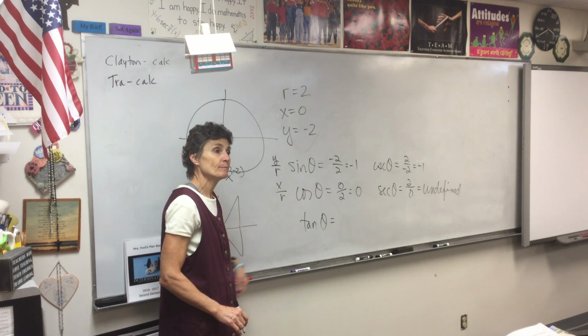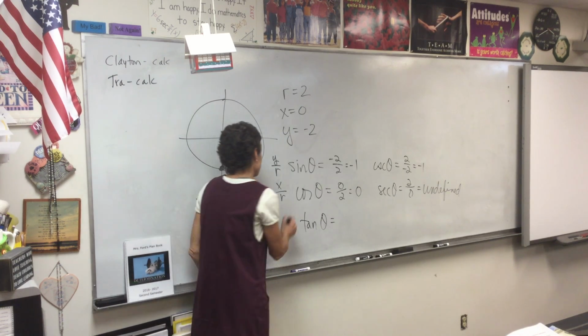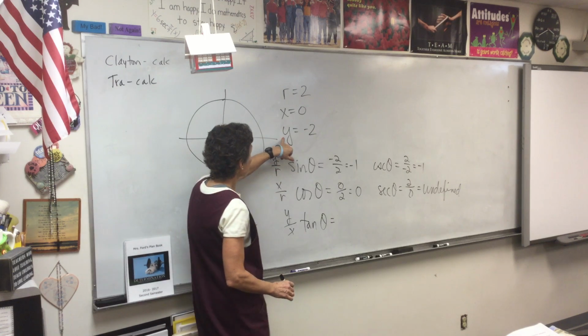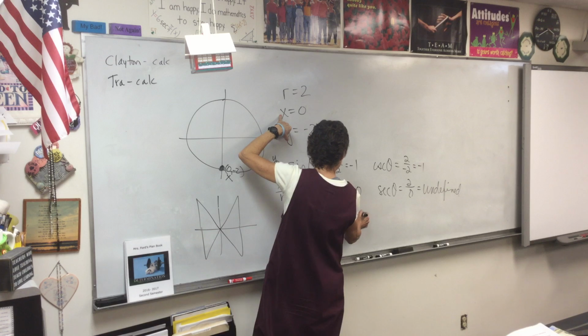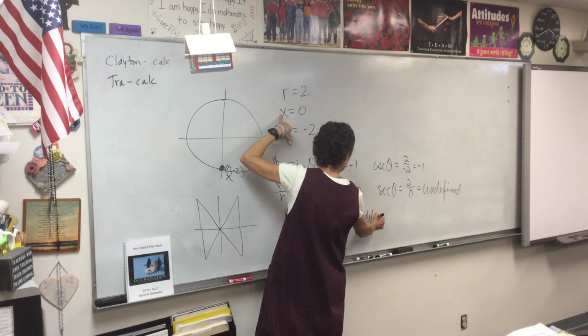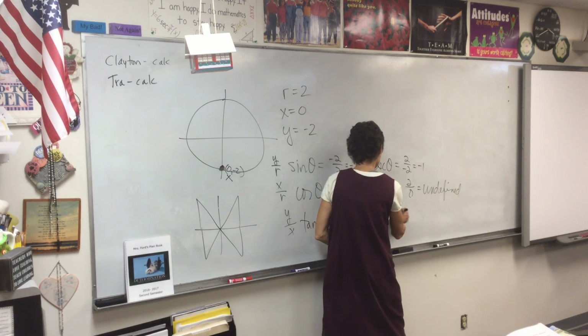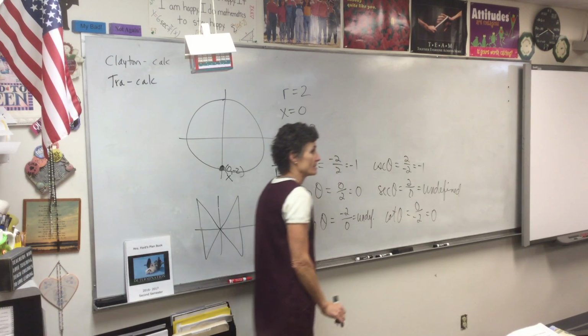And what's tangent? Y over x. Beautiful. So y over x, -2 over 0, there's another undefined. But the cotangent would be 0 over -2, which is 0.